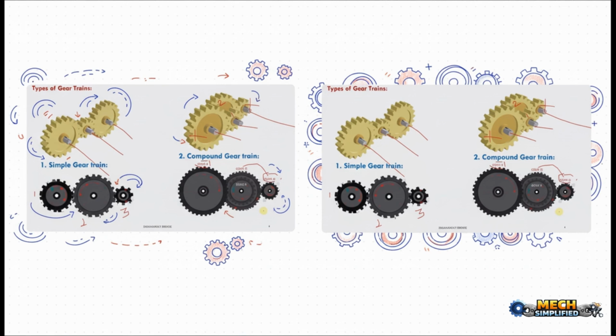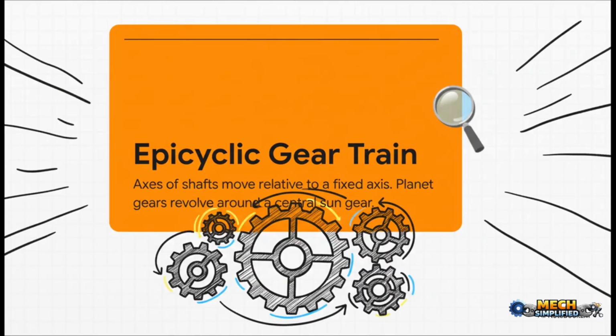But look at the right. That's a compound gear train. See how at least one of those shafts has more than one gear locked onto it? This is the secret. This setup lets you get much, much bigger speed reductions with way smaller gears than a simple train could ever hope to achieve. It's all about efficiency.